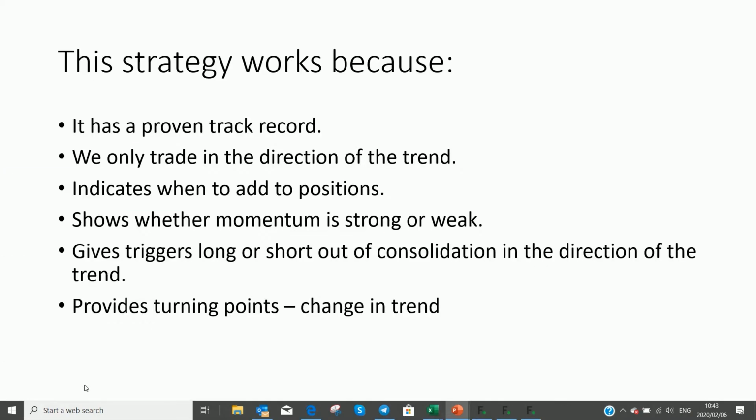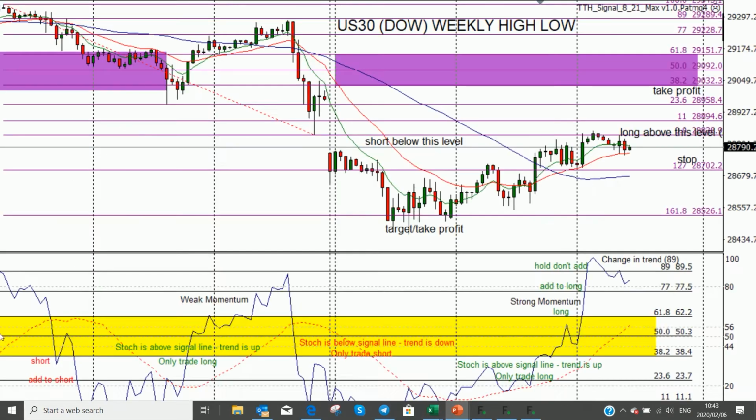It shows whether momentum is strong or weak. You can see straight away on the stochastic when it zigzags to its target. Zigzag, very slow momentum, very weak momentum. Compared to here, look at the strong momentum when it breaks out of the 61.8 and goes straight line up through the 77, 89 levels. That momentum is incredibly strong, and same on the downside.